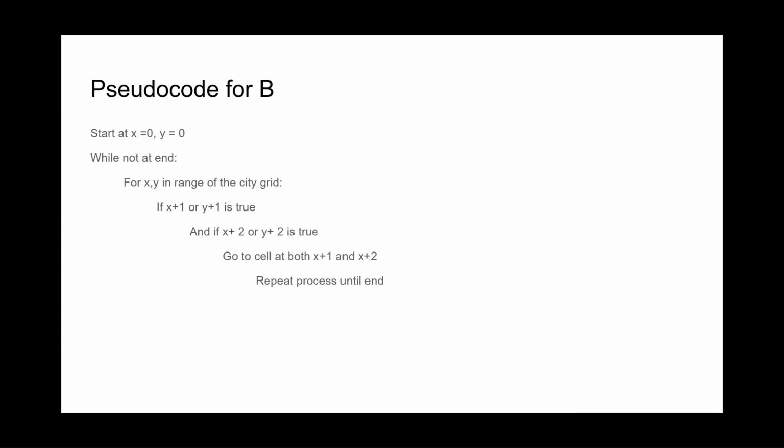And this is the pseudocode for question B. You start at the top left corner at 0, 0. And then while you are not at the end intersection, so long as you are within the city grid, check to see if you can travel diagonally. If you can, then go to these cells and then just repeat until you reach the end.